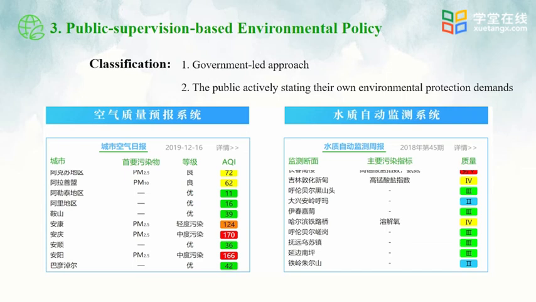The second one is the approach used by the public to actively reflect their own environmental protection demands. Citizens express their environmental protection demands by social media, letters, visits, and other methods. For example, they can report environmental violations to relevant departments through Weibo, WeChat public accounts, mayor hotline, etc.